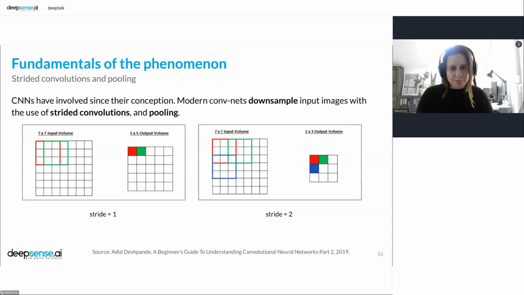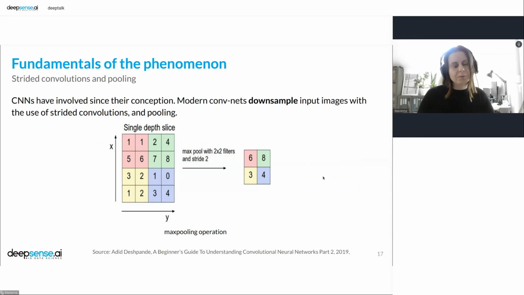But in modern networks, we usually use stride larger than 1. And it's usually called strided convolution. And if stride is larger than 1, the image is downsampled. Just like you can see it here. We compute the red pixel, then we move 2 pixels, compute the green and the blue, and our output is much smaller than the input. It means that the frequency of sampling is now lower than before downsampling.